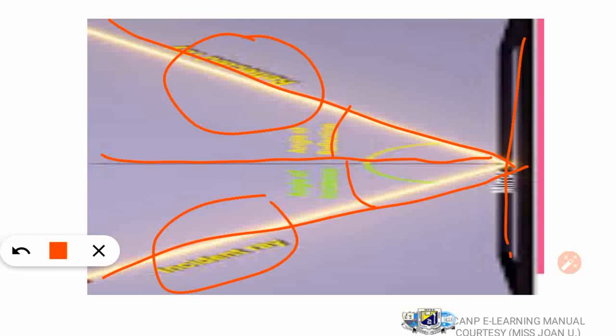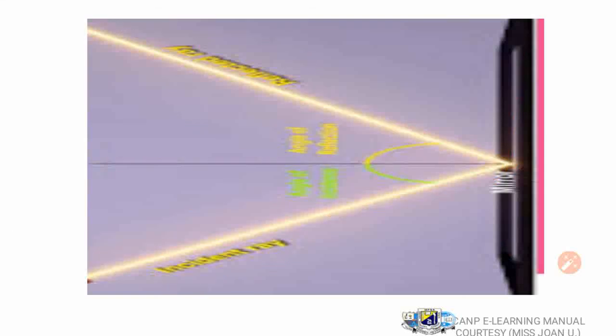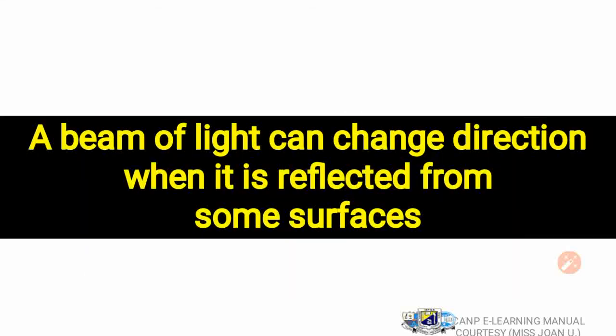That brings us to the point to know that a beam of light can change direction when it's reflected from some surfaces, such as what? Your mirror.